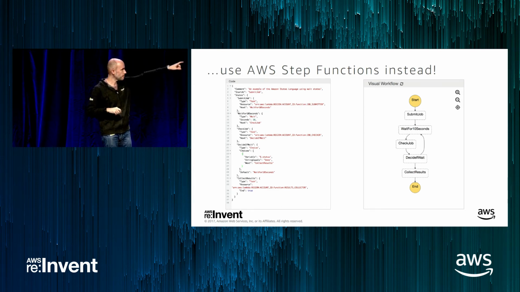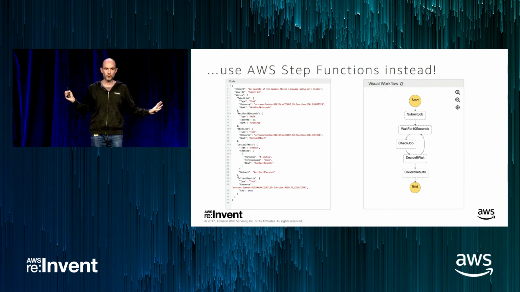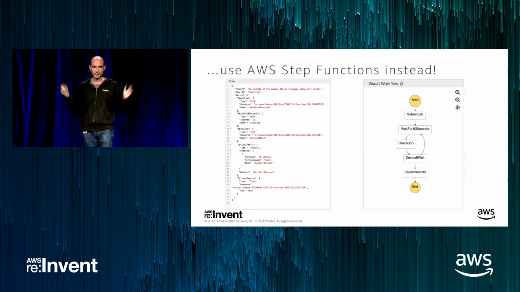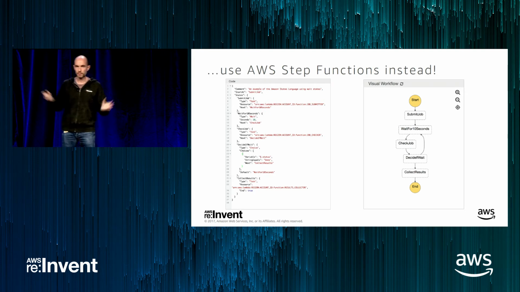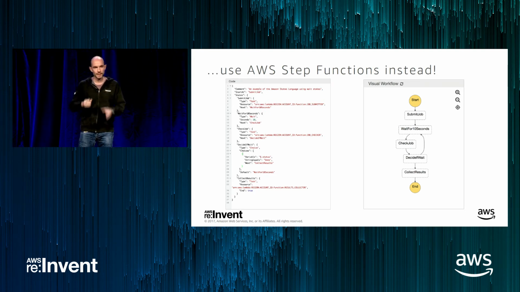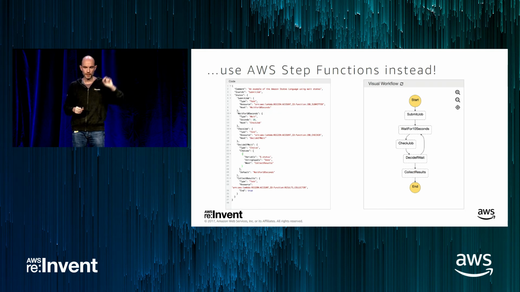And waiting in Step Functions is for free. You don't pay for wait cycles on Step Functions. You can wait for seconds, hours, weeks, even up to a year without paying anything for the wait time. So by decomposing that Lambda function and putting it into a Step Functions workflow, and just using a simple Lambda function to submit the job and one at the end to collect the results, you can save a lot of money.